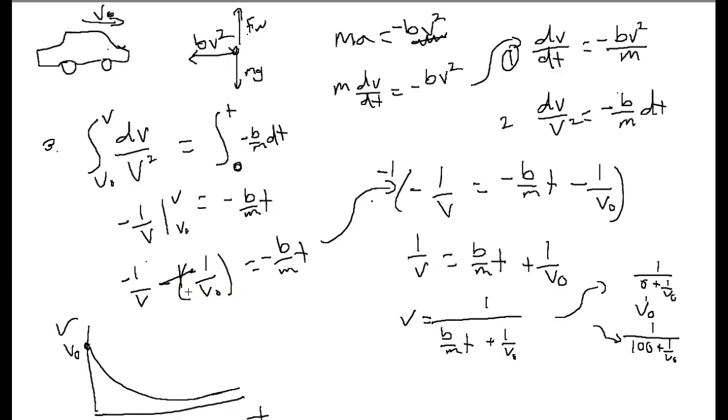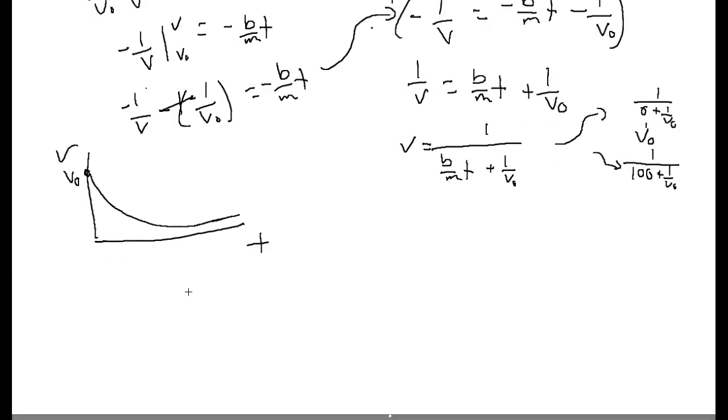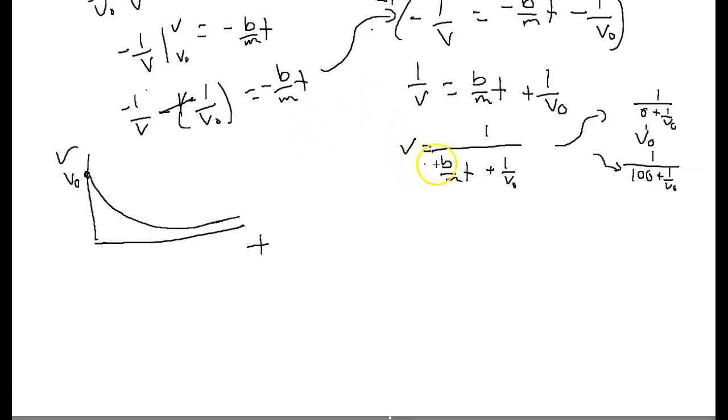Okay, and so next step, just like before, is we're going to now take the derivative to get our acceleration. So we have v is equal to 1 over b over m t plus 1 over v naught. And so we want to take the derivative with respect to t. So dv dt is our acceleration. To do this, we're going to use the chain rule. So we'll take the derivative of this inner part. We get b over m as the derivative of this lower part here. Then we take the derivative of the whole thing.